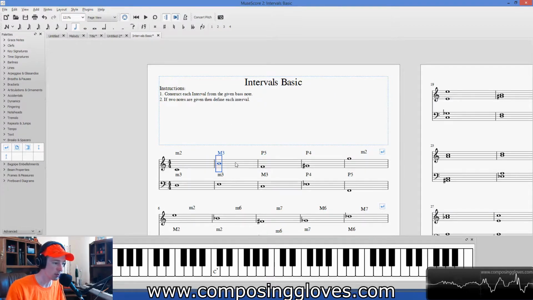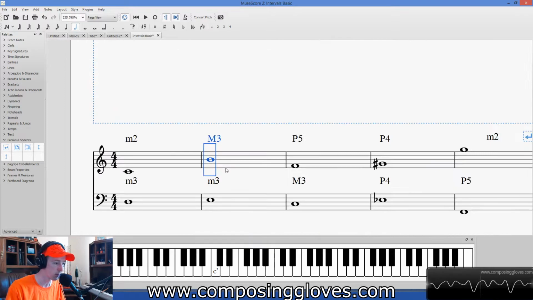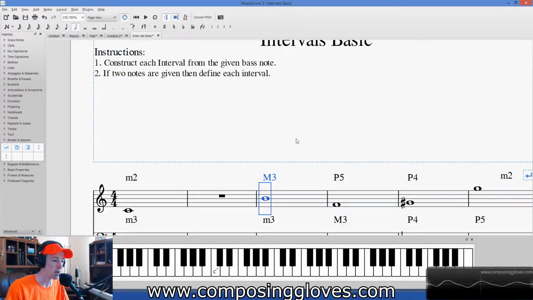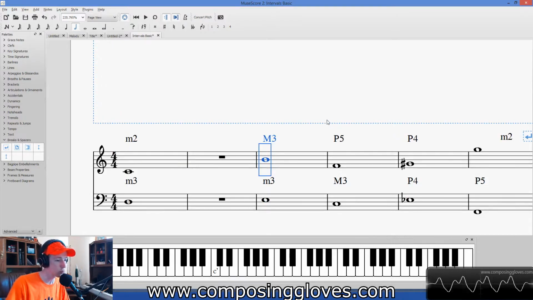Oh, you know what? I want to talk about one more thing before we move on. I said from the given base note, and you might be going, why would you say this given base note part? Why is that important? Well, there's this thing called the rule of 9.